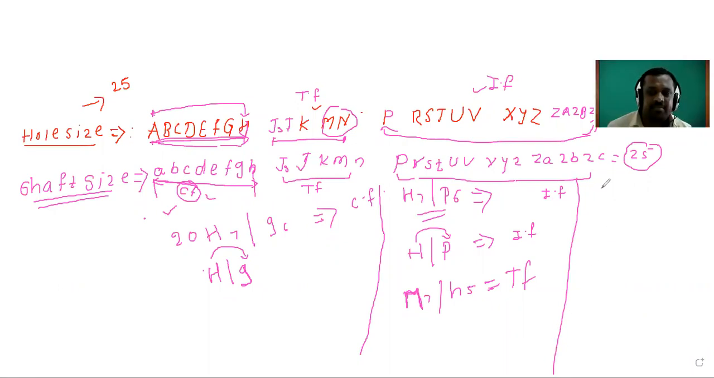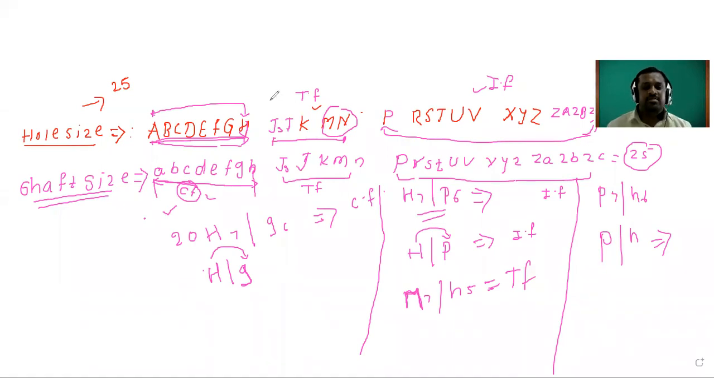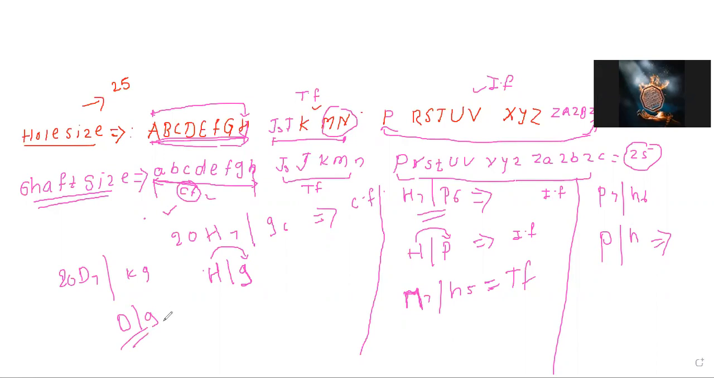Then tell me P7/H6, capital P and small h. Interference fit. How is it interference fit? Capital P lies between P to Z. Yes, it is the interference fit. Okay, so understood. If such a condition is there, then tell me, if 20 D7/small k9, then tell me. Transition. It is a transition. How is it a transition fit?